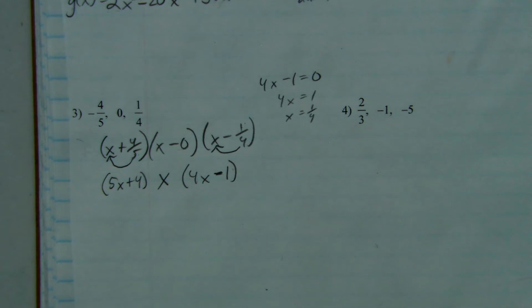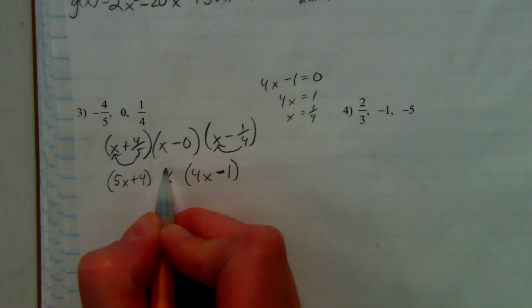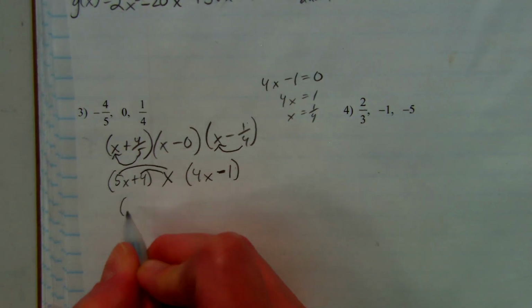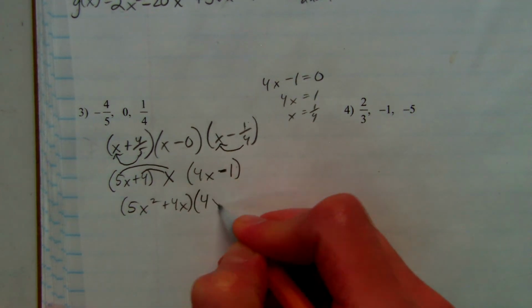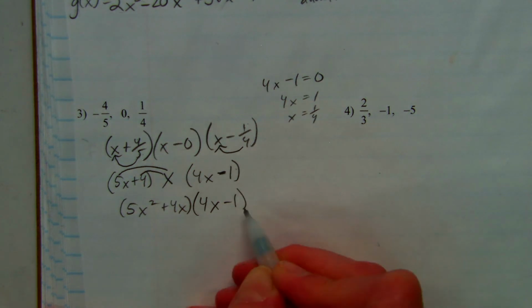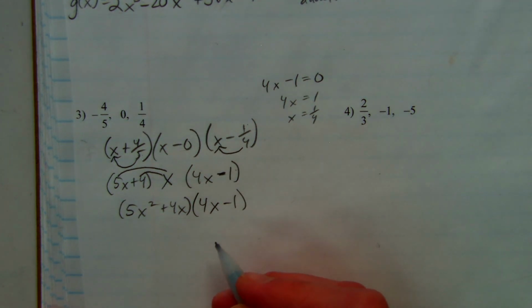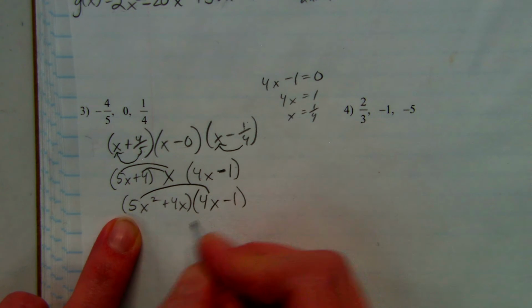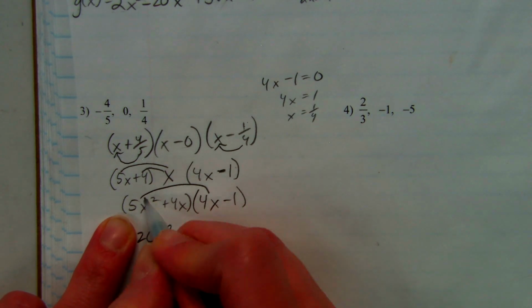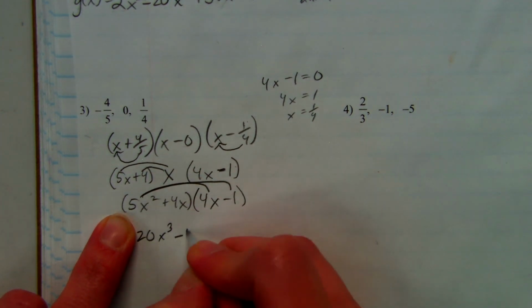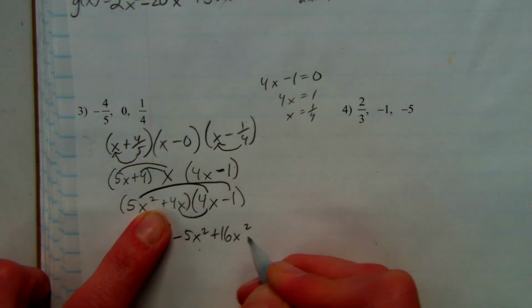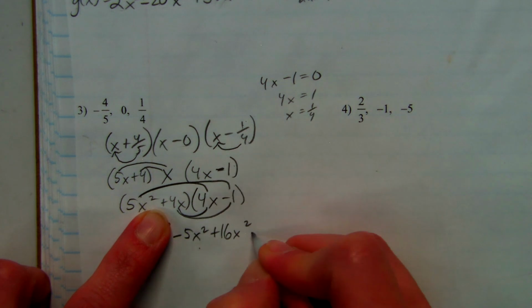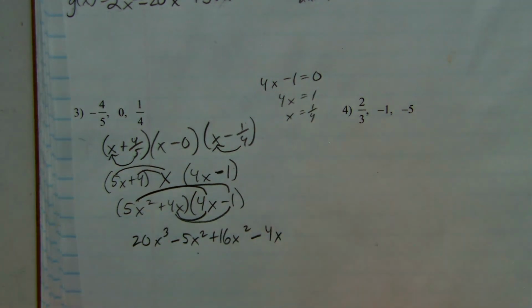The distributing isn't so bad this time. We're just going to distribute x to both of these and make it 5x squared plus 4x. And then we'll do the FOIL method to multiply that by 4x minus 1. 5x squared times 4x is 20x cubed. 5x squared times negative 1 is negative 5x squared. 4x times 4x is plus 16x squared. And 4x times negative 1 is negative 4x. And then we combine like terms and write our final answer.